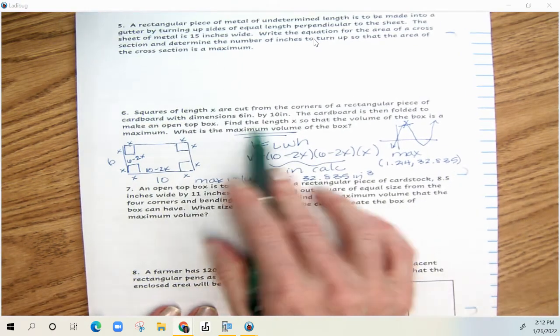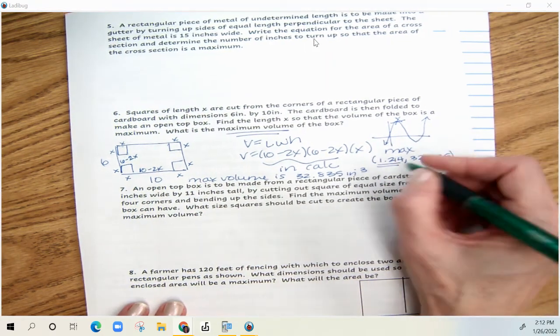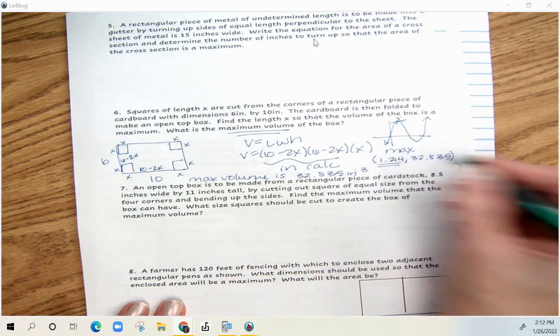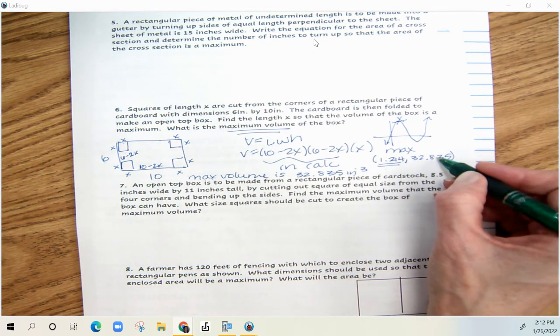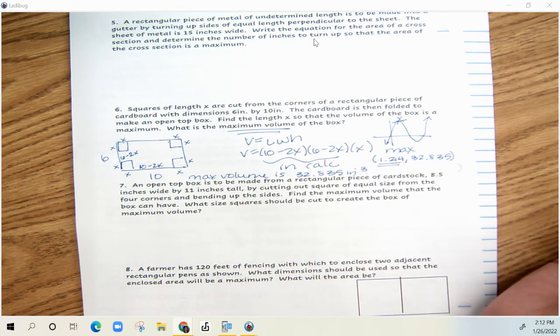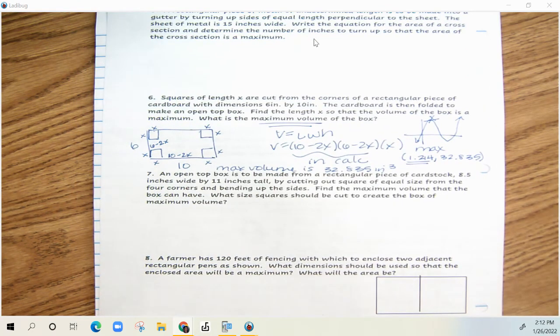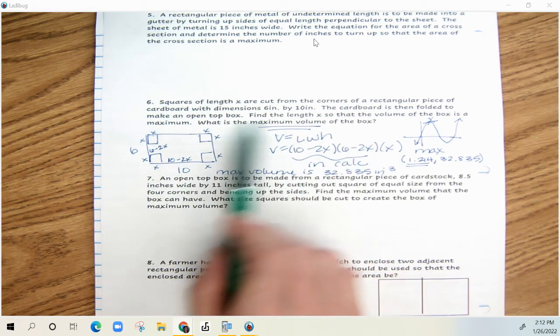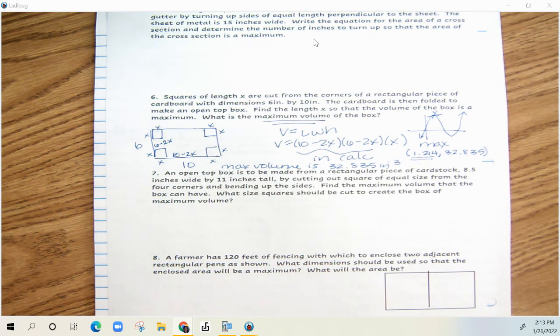And I need to figure out what size these squares I'm going to cut out are. That would be from here. So the squares are going to be 1.214 inch by 1.214 inch. So here's my maximum volume. That's the size of the squares that I need to cut out. All right, so 7 is just another problem like this, just with slightly different numbers. That's what we got through in class. And it won't be on the quiz next class, but it will be on the upcoming test.